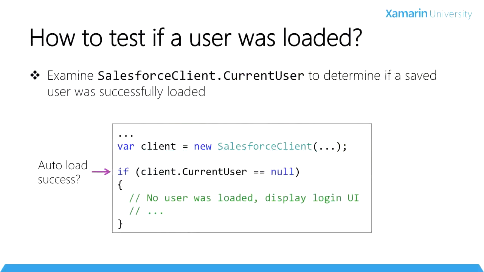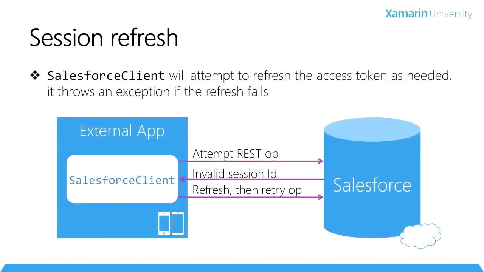Your users might appreciate the convenience of not logging in every time they run your application. And it is quite easy to achieve this. All you need to do is present the login UI when the user isn't a saved user. The Salesforce access token does have an expiration time, after which the user will need to re-log in. Updating an expired access token using the refresh token is built into the Salesforce client.